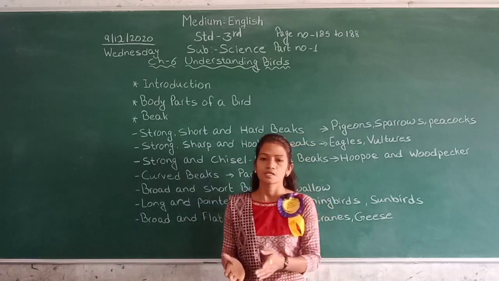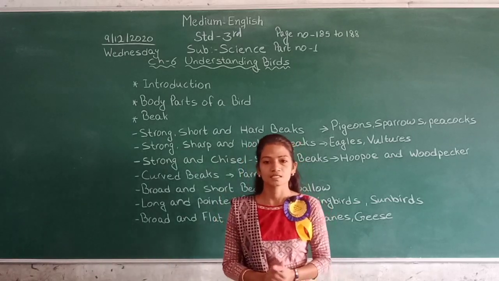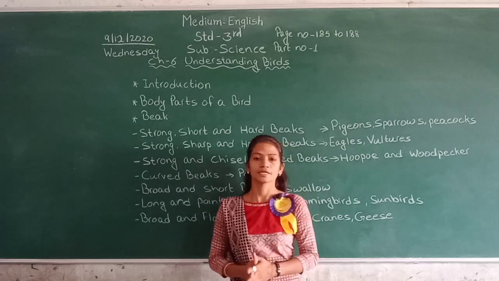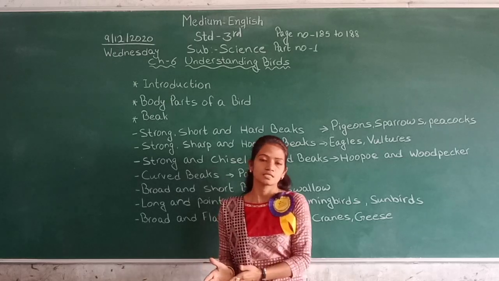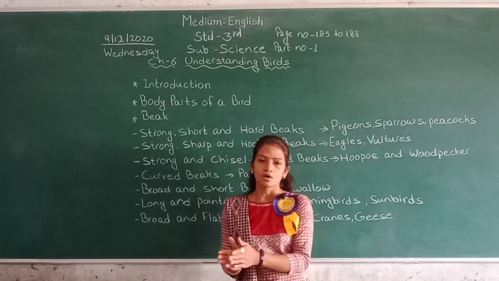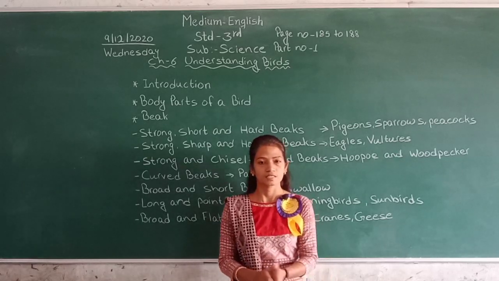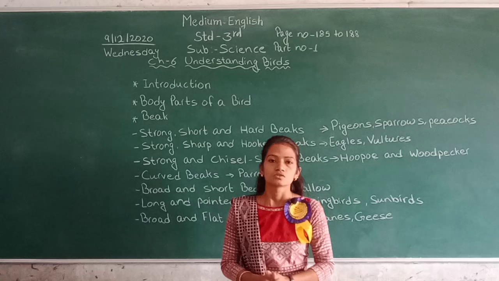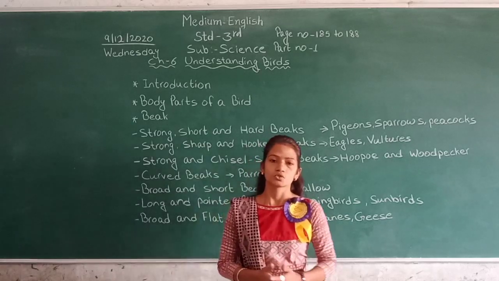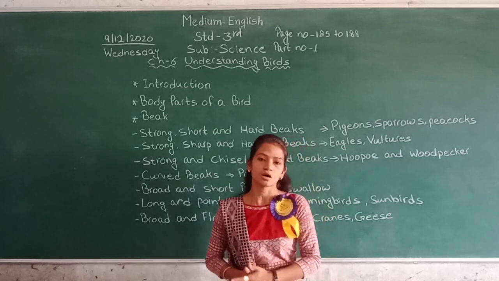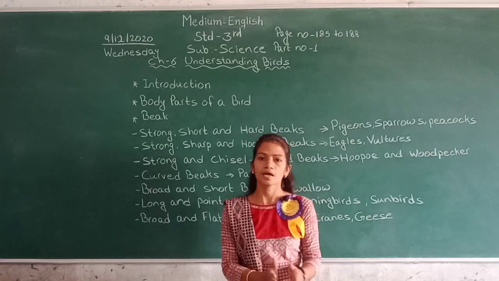So, for example, some birds eat fruits, plants, seeds and insects, while others eat flesh, insects, etc. Therefore, they have different kinds of beaks to suit the types of food they eat. According to the food they eat, they have that type of beak.